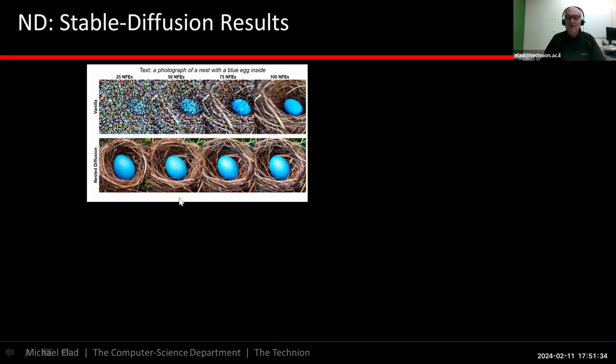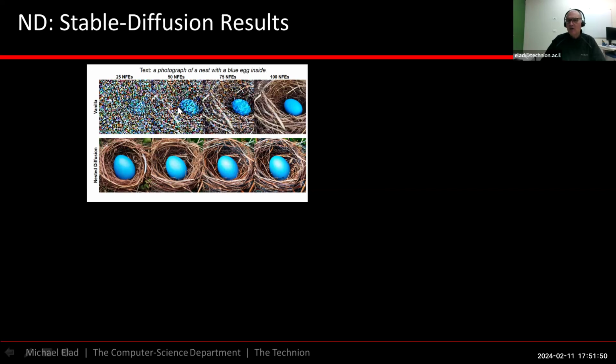Here are some more results. This is from stable diffusion. Stable diffusion is something we will talk about a lot next week. Stable diffusion is a diffusion algorithm that can take a text and turn it into an image. So in this case, the text was a photograph of a nest with a blue egg inside.